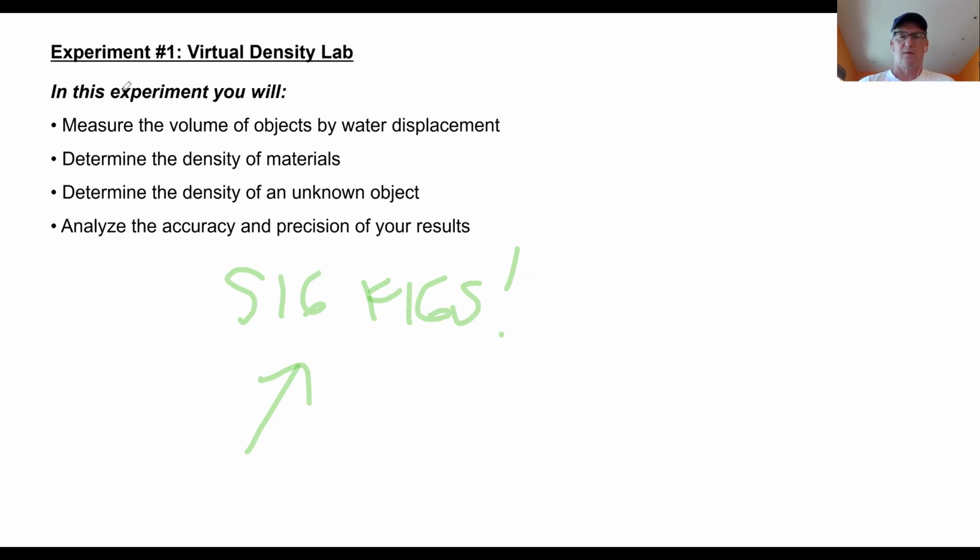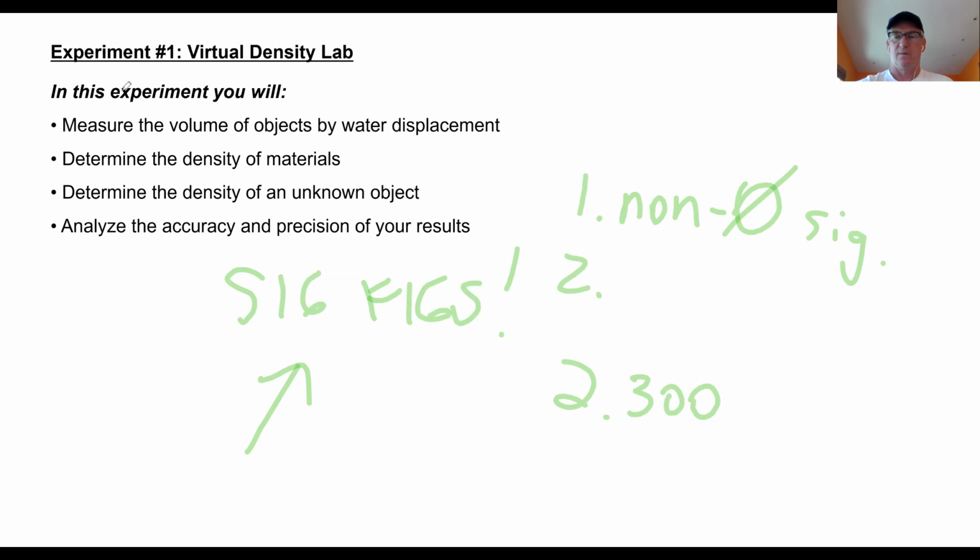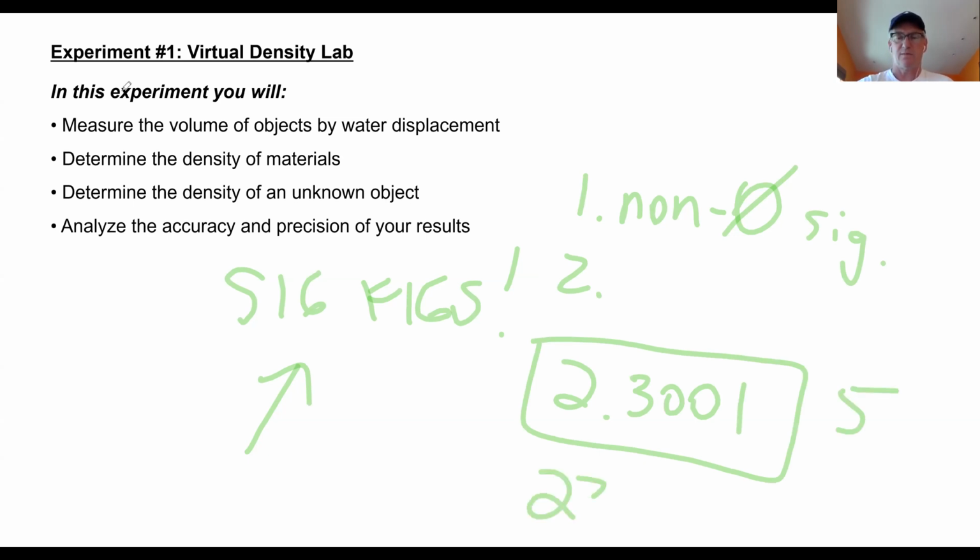Non-zero digits are always significant. You count from the first non-zero number. So non-zero numbers are significant. Okay. And what about a number like this? How many significant digits are in that one? This number here. 5. Right. What about this?